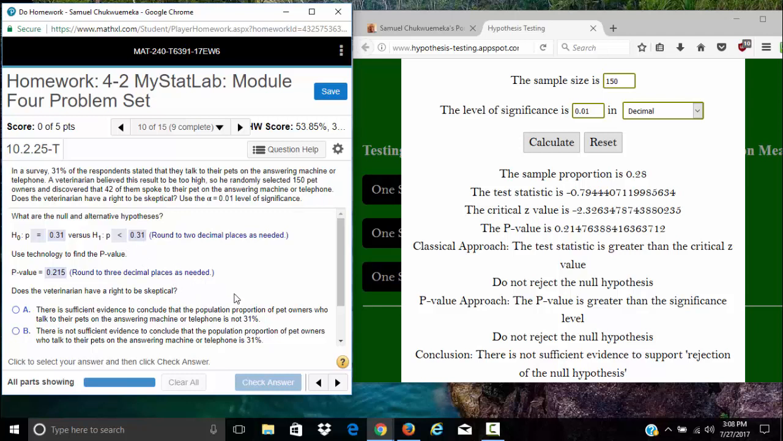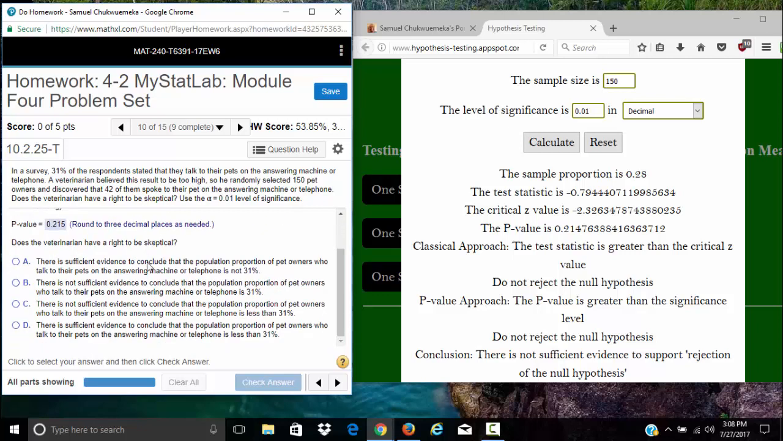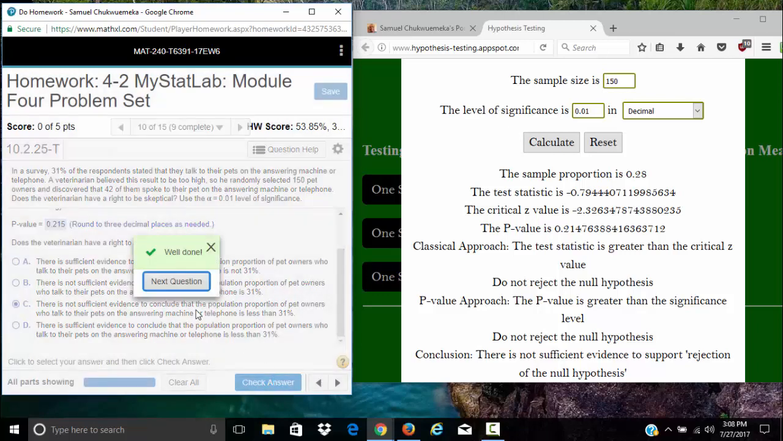So the conclusion is there is not sufficient evidence to support that the proportion of pet owners who talk to their pets on the answering machine or the telephone is less than that. So you look at B and C, okay, and you see that the answer will be C. Okay, so please take note of that.